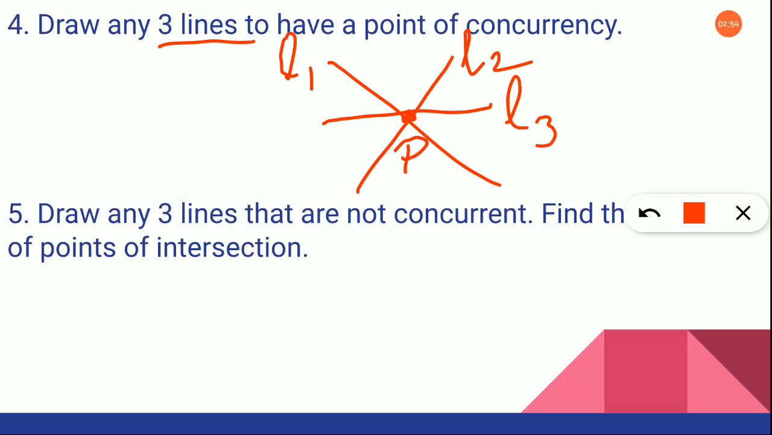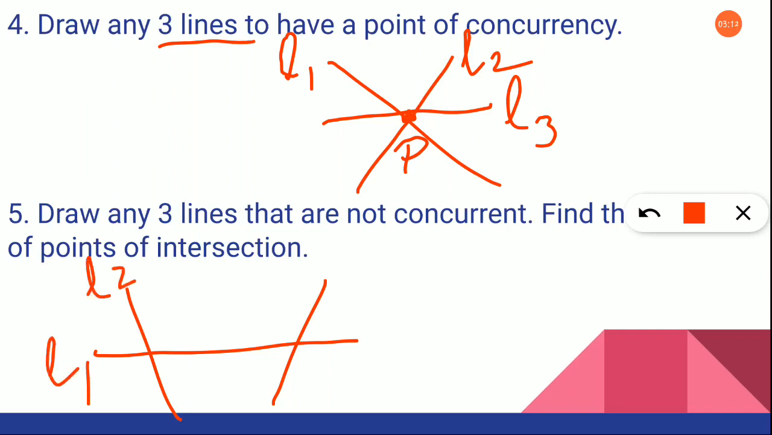Now fifth one. Draw any 3 lines that are not concurrent. Find the points of intersection. Okay. First you are going to draw any 3 lines that are not concurrent. You can draw it like this anywhere. Let this line be L1, this one be L2 and this line is going to be L3. And they are asking you the points of intersection. My lines, it is touching here. This is one point of intersection. So this is O and this is P.